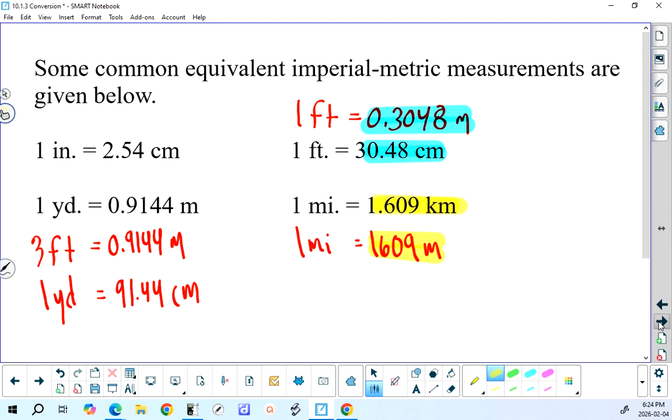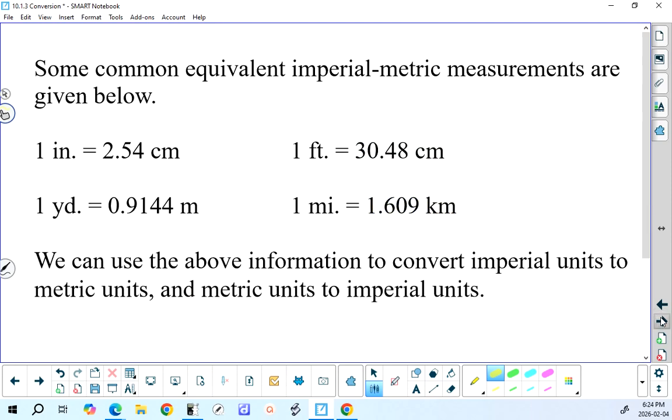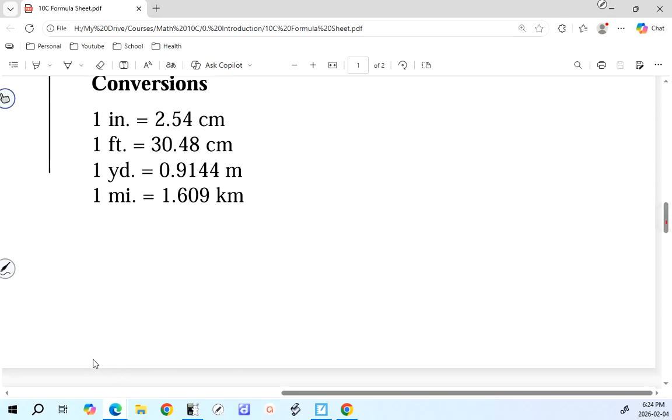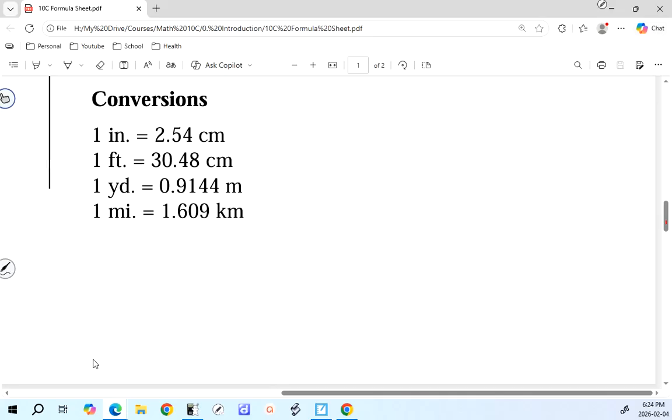All right, let's look at some examples now. All of this information is on your formula sheet. If you take a quick peek at your formula sheet, it is in the top. Well, no, right now it's in the bottom. It's at the top of my screen here, which is the very bottom right-hand side of your formula sheet. This is what you're given for exams.